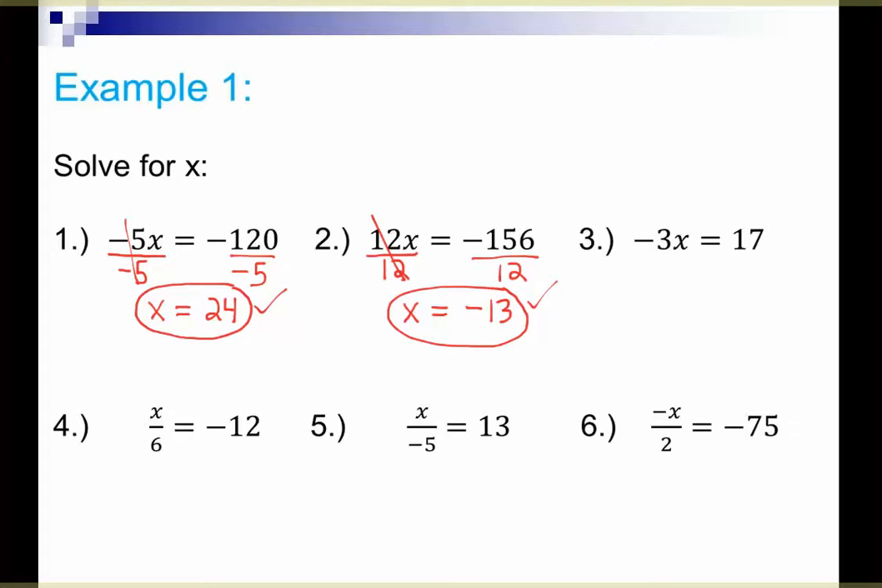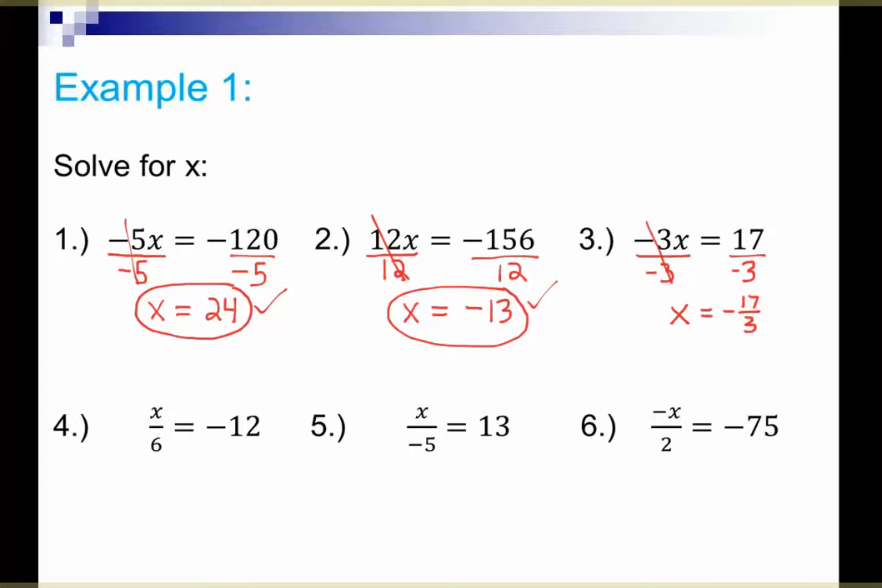All right, negative 3x equals 17. Same thing. I'm undoing by dividing by negative 3. Don't divide by 3. Divide by negative 3. That way you get rid of your negative sign at the same time. Negative 3 divided by negative 3 is a positive 1x, or just x. And then 17 divided by negative 3, that's already simplified. You can write that as negative 17 thirds.